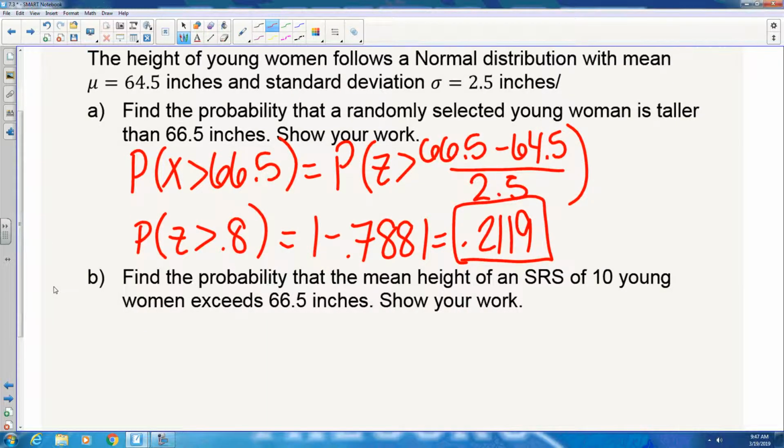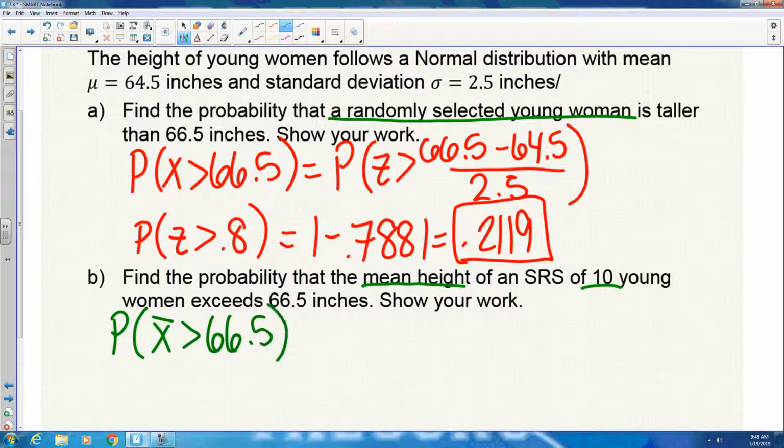Now the difference here is that I'm trying to find the mean height of a simple random sample of 10 young women exceeding 66.5. So notice on letter A, it's just looking at one randomly selected young woman versus looking at a mean height of 10 young women. So this is actually asking for X bar being greater than 66.5 inches. And the only thing that is a difference in this calculation is that the sigma on the bottom now needs to be divided by the square root of the sample size.